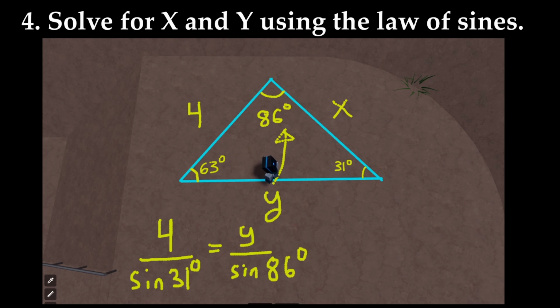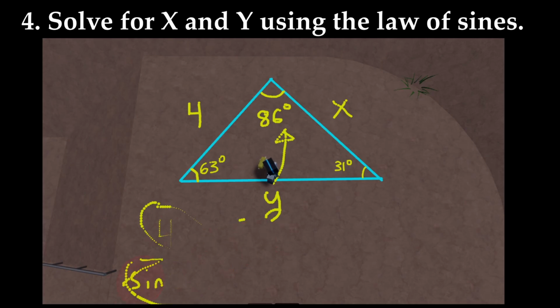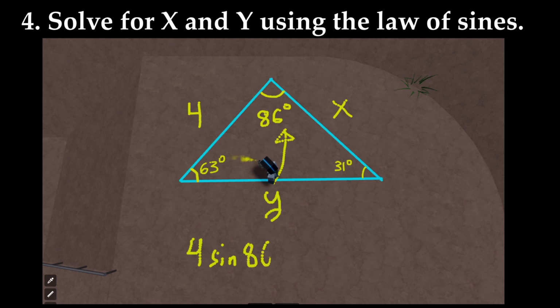And then now, to solve for y, I'm going to cross multiply. Remember, to cross multiply, you just need two fractions that are separated by an equal sign. So to cross multiply, draw your diagonals and multiply them out. So I have 4 times sine 86 and y times sine 31. Let me clear that out and write this down. So we have 4 times sine 86, and that has to be equal to y times sine 31.